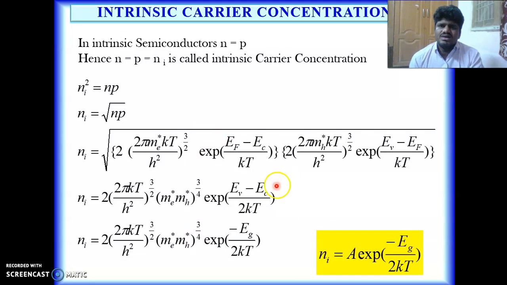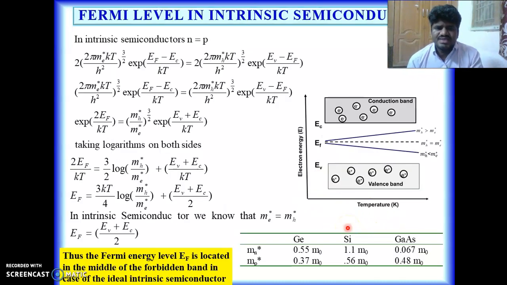Okay. Next, intrinsic carrier concentration. We already know that N is equal to P equal to Ni. Therefore, Ni square is equal to Np. Then substitute the value of N and P. Then we can get Ni is equal to 2 pi kT by h square whole power 3 by 2 (m star ms star) whole power 3 by 4 exponential minus Eg by 2 kT. Here we can represent this as a constant parameter. Then we can simply write Ni is equal to A exponential minus Eg by 2 kT. This is the intrinsic carrier concentration of the intrinsic semiconductor.